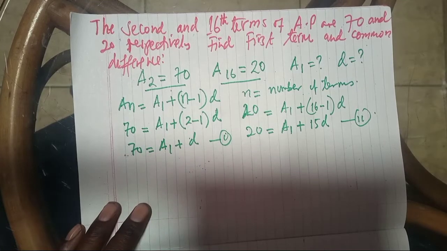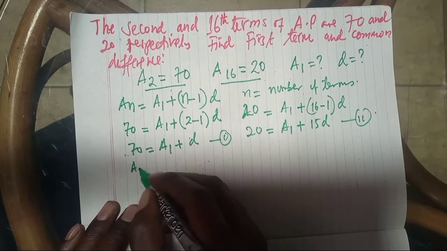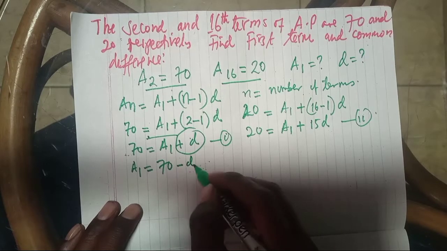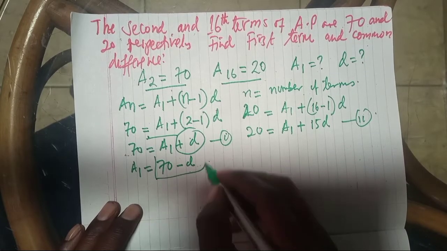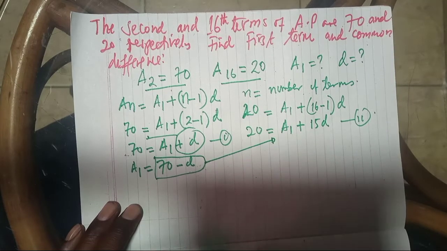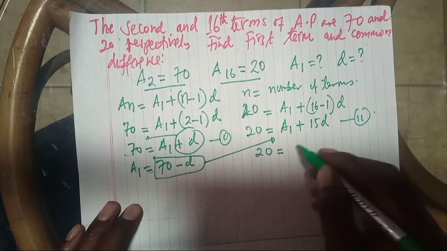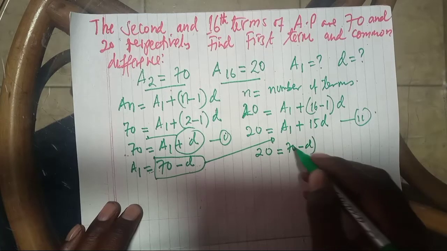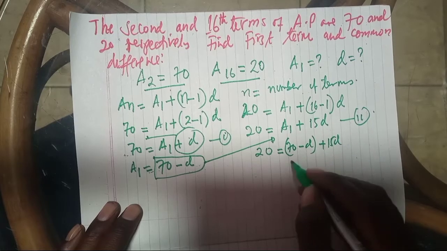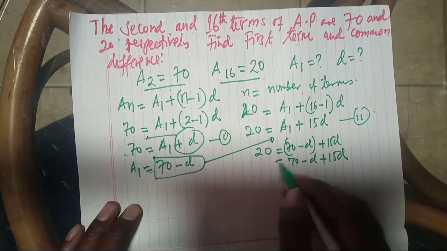From the first equation, we make A1 the subject, and therefore A1 is equal to 7 minus D, taking D to the other side. Now this is the value of A1. We substitute it into the second equation. Therefore 20 is equal to, where there is A1, we put 7 minus D, then plus 15D. Now open the bracket: 7 minus D plus 15D is equal to 20.